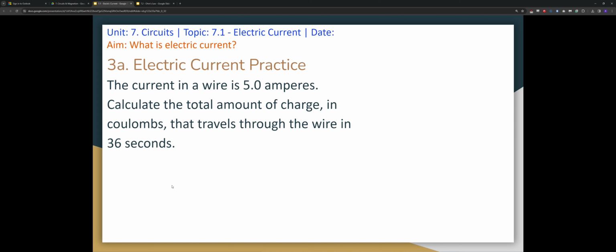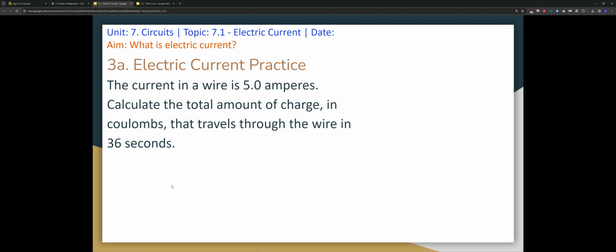All right, so take a look at this practice problem right here. It says the current in a wire is 5 amperes. Calculate the total amount of charge in coulombs that travels through the wire in 36 seconds. Just by reading it off the problem, the current in the wire is 5 amperes. That 5 amperes is a measurement for current, so that's going to be I. So I is 5 A. You want to find out the total amount of electric charge, so you're looking for Q.